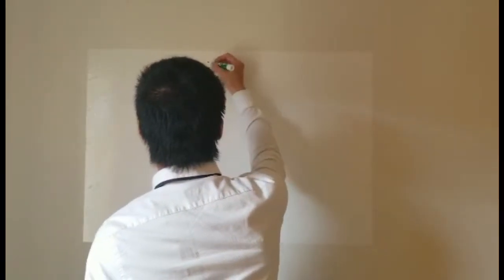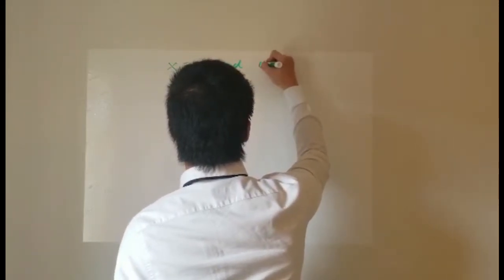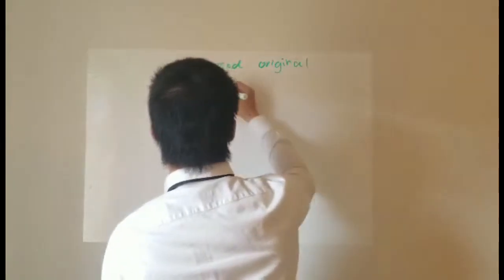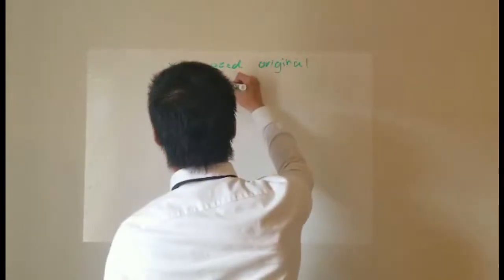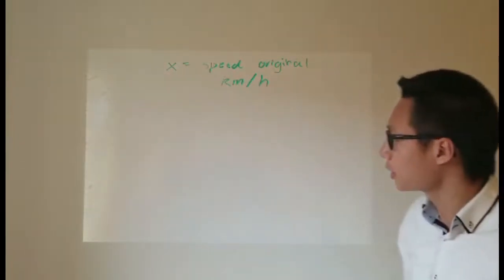Anyhow, back to this problem. We set our x to be Deanna's speed in the first 30 minutes, what we call the original speed. Remember, it's measured in kilometers per hour. This unit of measure agreement is very important.